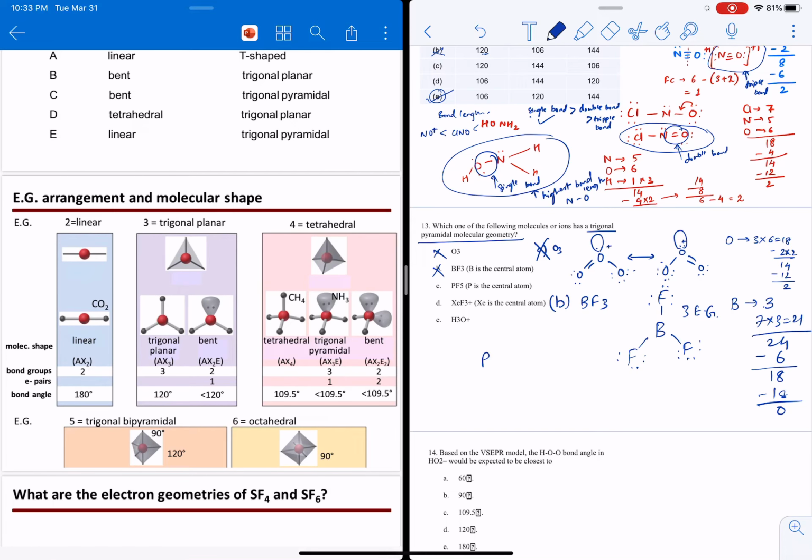Next goes PF5, where P is the central atom. So F.